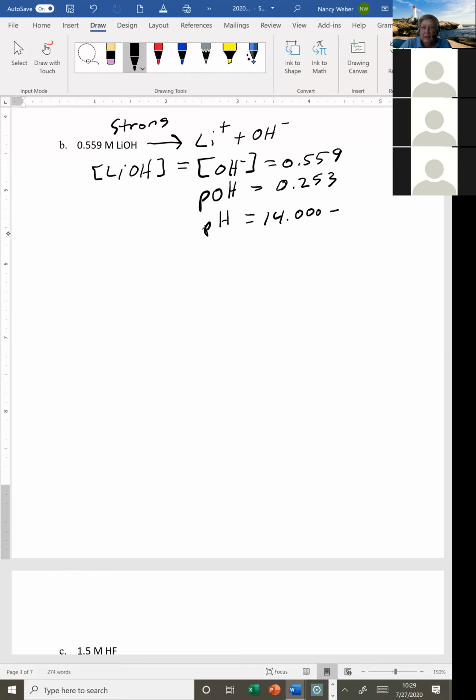Do you see that? Yeah, thank you. Okay. 0.253. So the pH is 13.747. And that makes sense because this is a strong base and it's fairly concentrated. So the hydroxide ion should be large, or the hydrogen ion should be a small concentration, but a large pH. And now I can find the hydrogen ion.